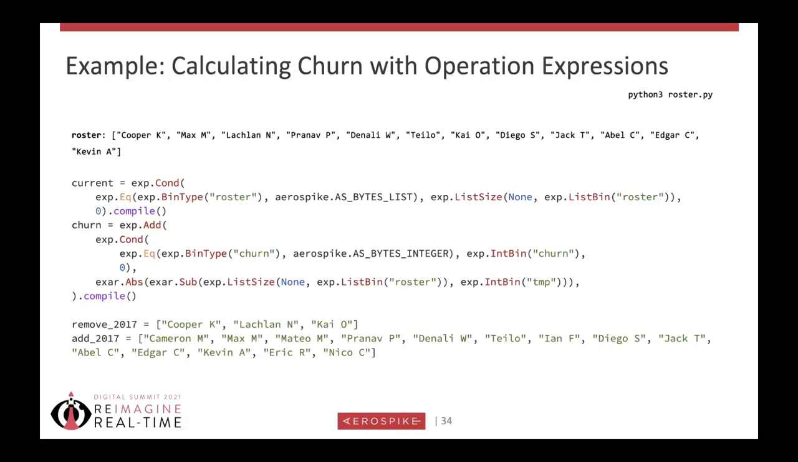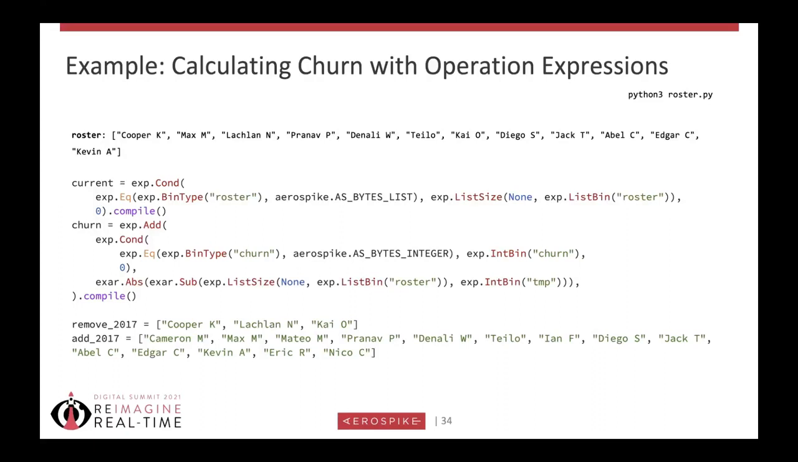Now, for churn, basically, we're going to count any new player that is added in or leaving the team. Those are all going to be counted once for each player going in or out. So let's look at the cond expression. We are going to look at the bin called roster, and we're going to check if it's a list. That's the first thing we do. And if it is a list, we're going to get the list size on it. If it's not, then we're going to return 0, meaning if it doesn't exist, we're going to count it as 0 to start with.